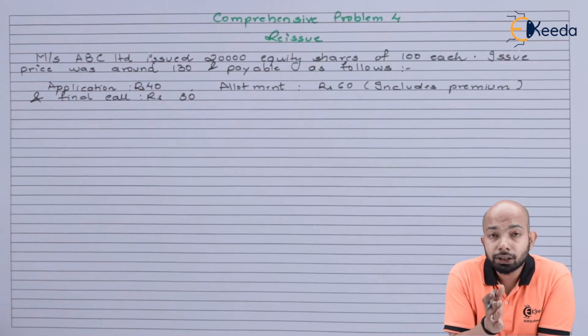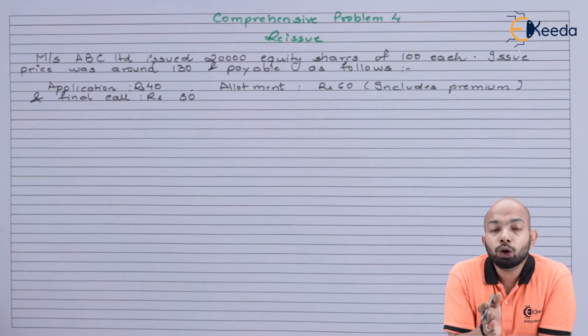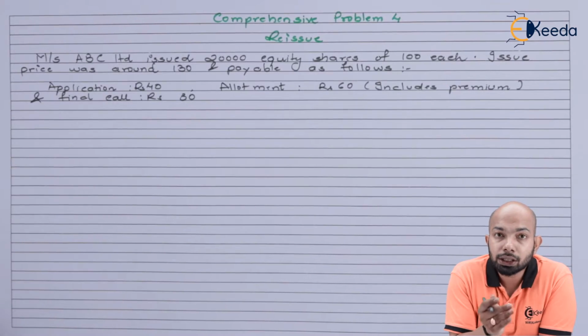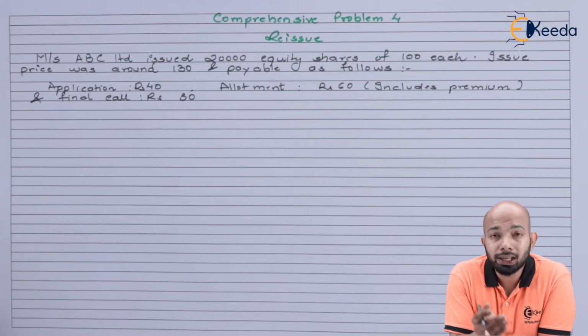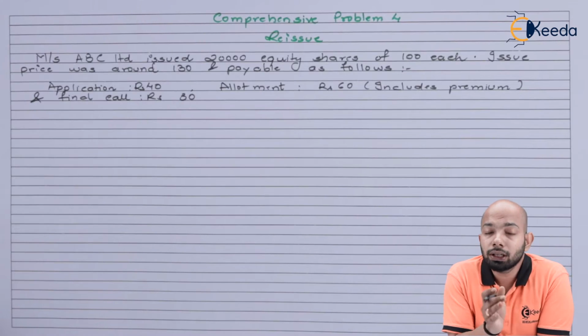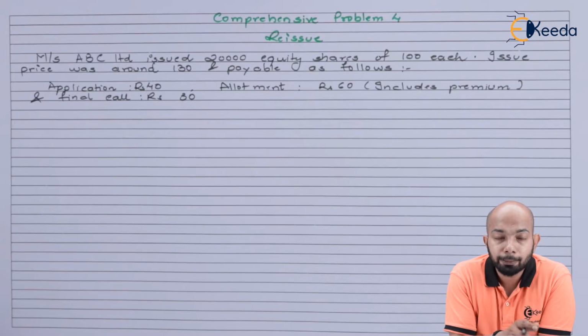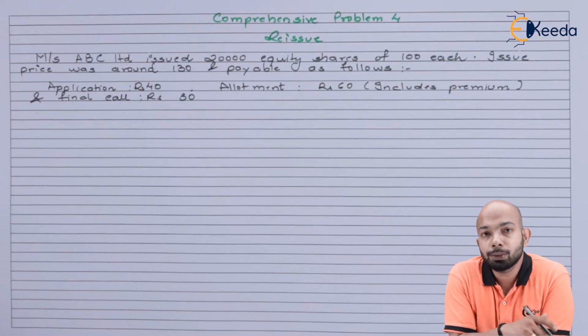So on application, they took 40 rupees. On allotment, they took 60 rupees, which includes a premium of 30 as well. And on the final call, they took the last value, that is rupees 30 here. Now, let us figure out how many subscriptions they received here.